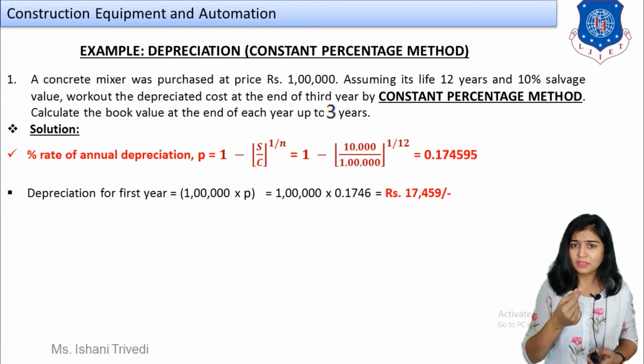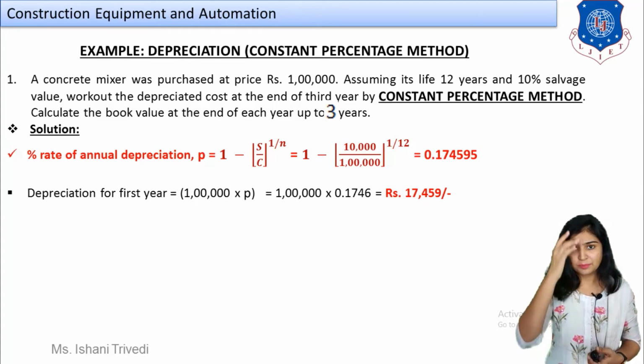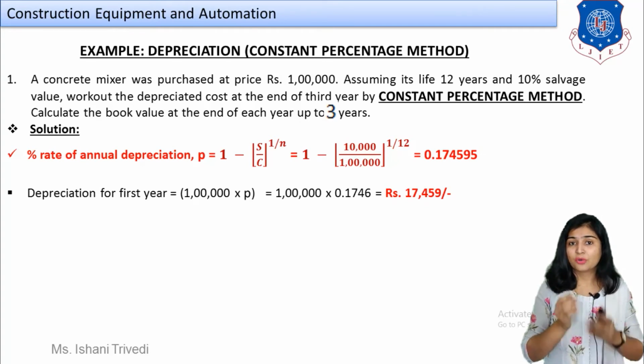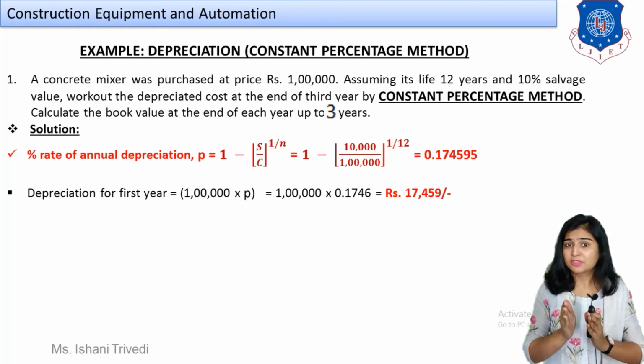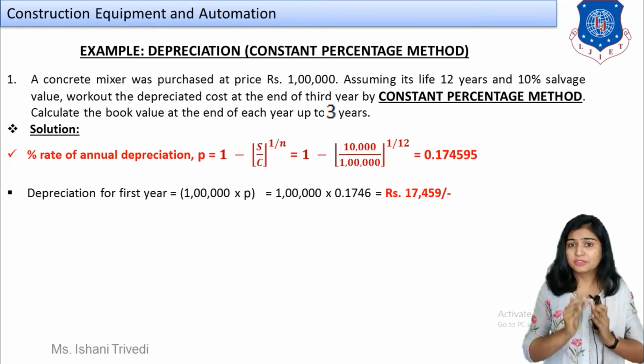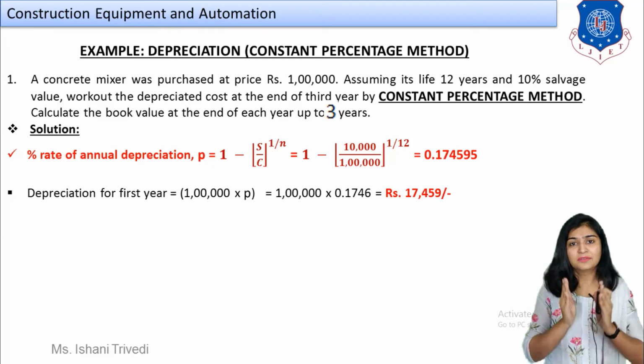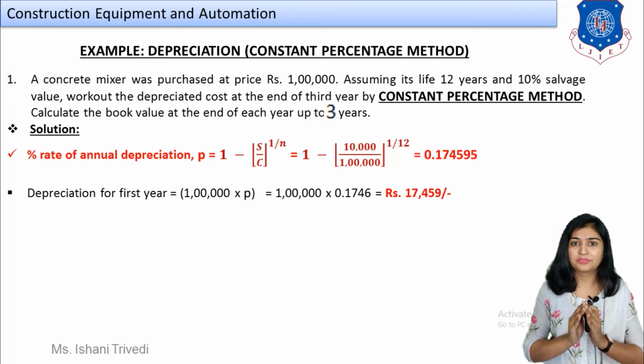Okay. So now you want to calculate the book value. For calculating the book value at the end of first year, what we have to do is subtract the depreciation from the original cost. Your original cost is 1 lakh rupees and your depreciation at the first year you will find out with the help of this constant percentage. So total cost minus the depreciation at the end of first year will give you the book value at the first year, that is the present value at the first year.